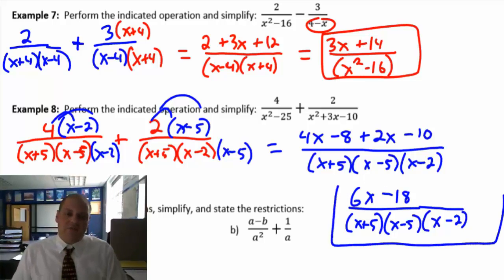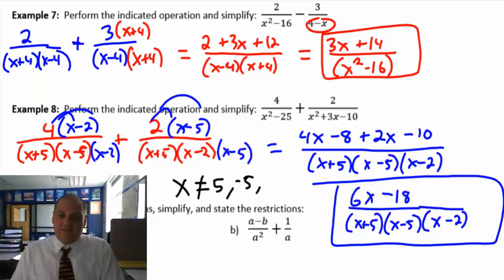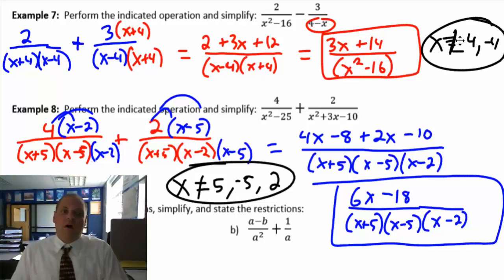I think I kind of got away from the restrictions, but for this one, restrictions, x cannot be 5, x cannot be negative 5, and x cannot be 2. Okay, whatever's going to make the denominator 0. Here we had x cannot equal 4, negative 4. All right. So I think that's good.